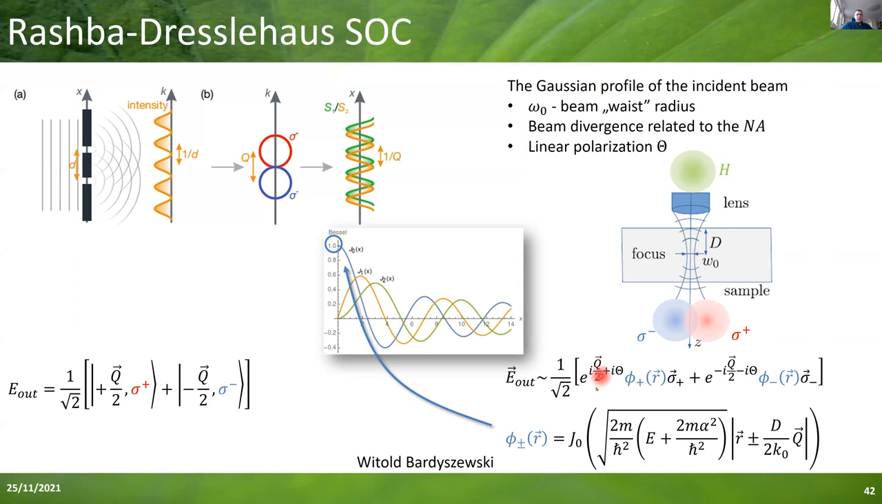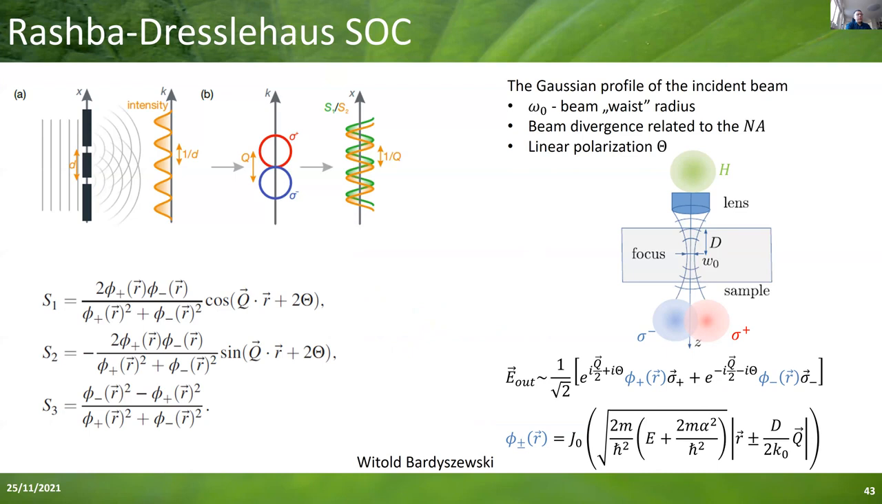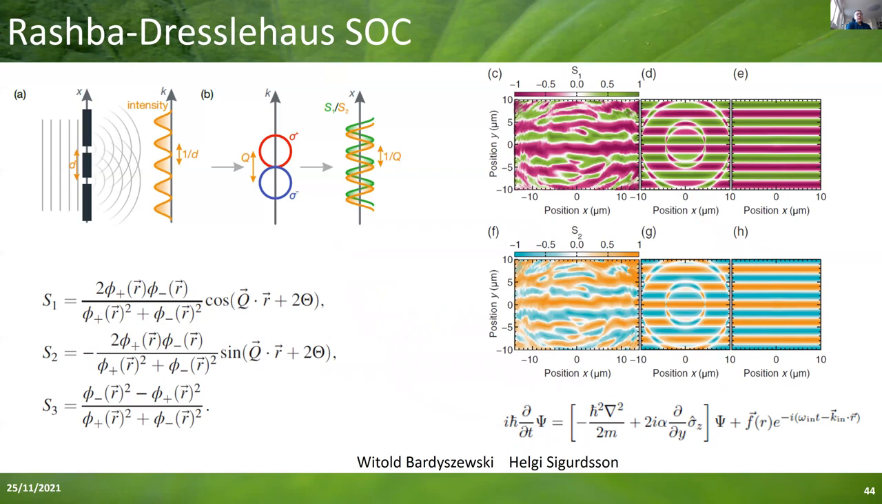of the beam. One is related to the one valley and the sigma plus polarization, and the second is the other valley, and also the relative phase is governed by the linear polarization and the incident beam. So with this we can calculate all Stokes parameters, the real and imaginary part, and the rest, the S3 parameter. Then we can compare with experiment, and indeed we observe this kind of stripe.